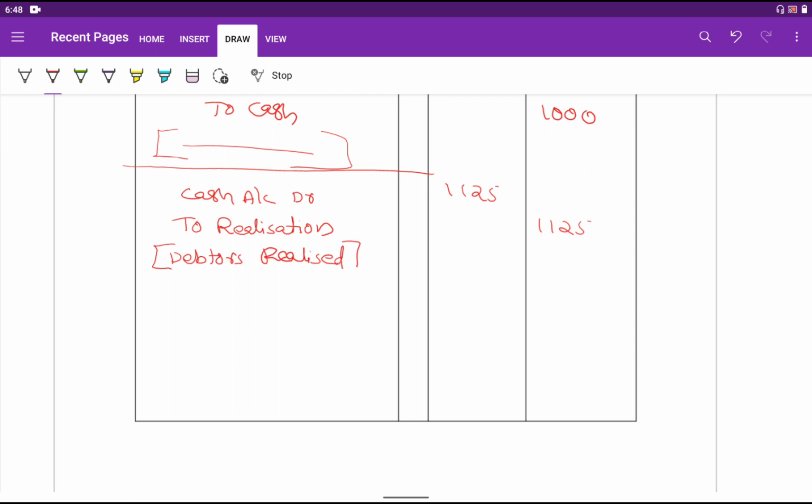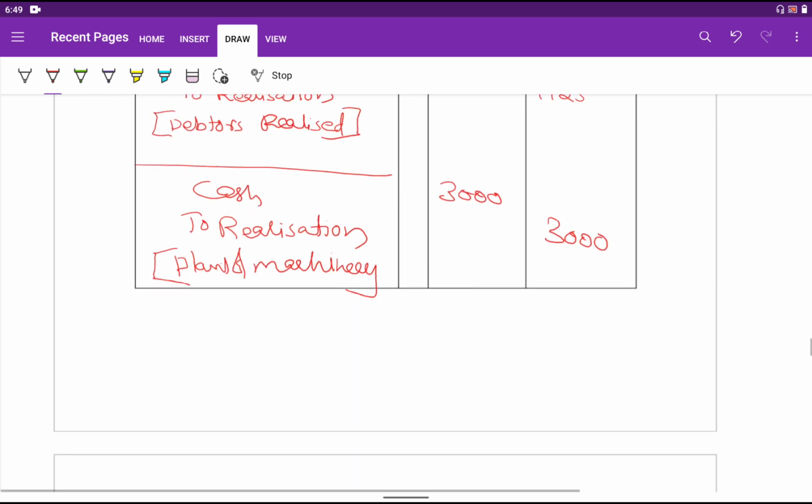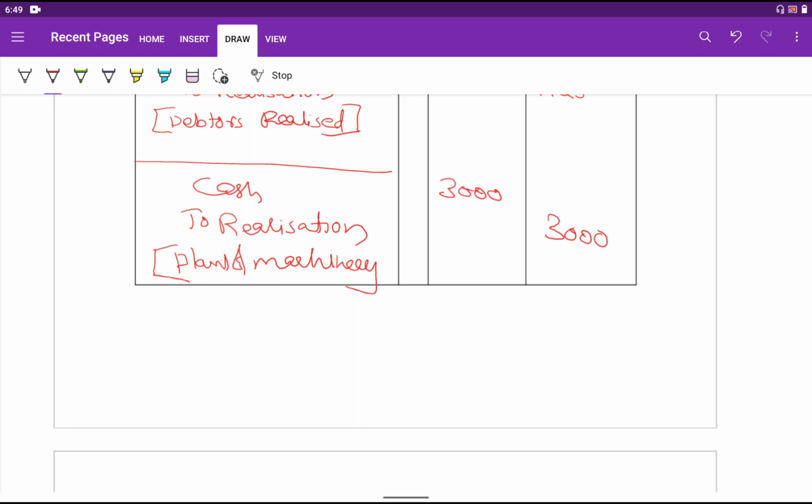Next one is cash account debtor to realization for what? For plant and machinery. How much amount did we receive? We received 3000. Okay, this is the complete journal entry we want to do. Actually you only need to do the journal entry for the realization account if the exam is asking.